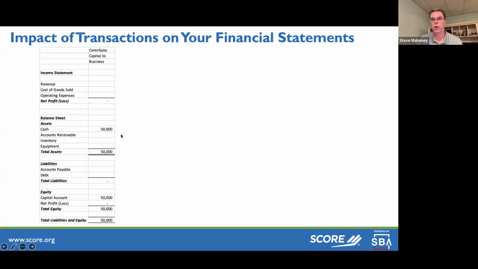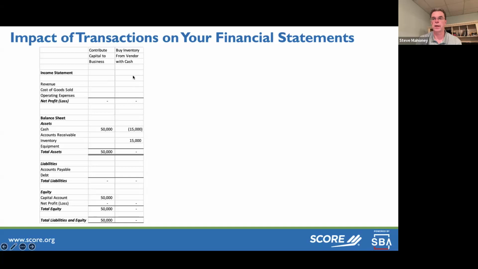So the first thing we're going to do is put money into the business. We're going to put $50,000 of cash into our equity account. No income statement impact, it doesn't impact your income statement. You basically put 50,000 of your business cash in your business bank account. You've created equity. Your balance sheet now has 50,000 of assets and 50,000 of equity. Let's say you buy inventory from a vendor for cash.